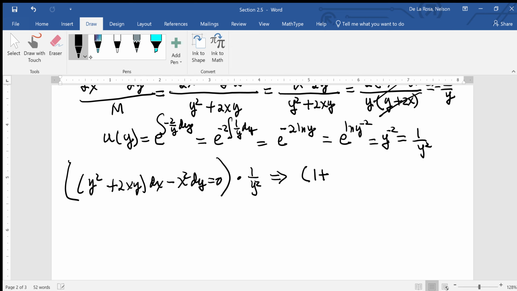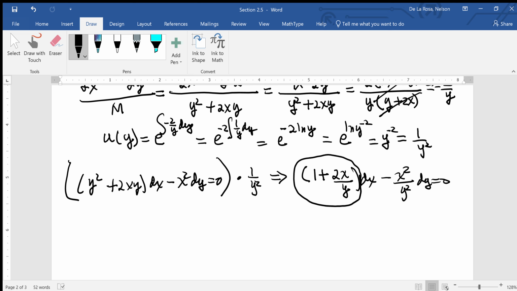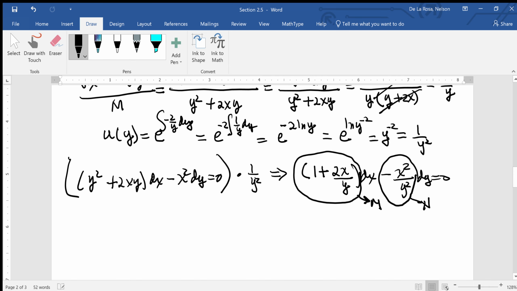So we have 1 plus 2x over y dx, minus x squared divided by y squared dy equals 0. And then this equation is now exact, and this expression multiplying dx is our new M, and this expression multiplying dy is our new N. And then this equation is exact now.